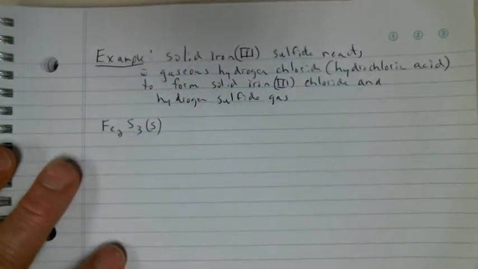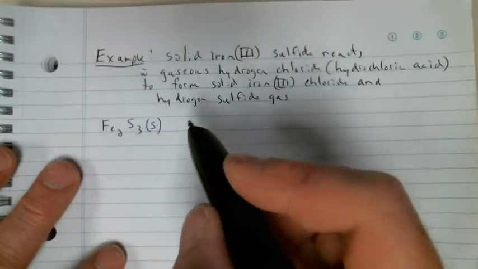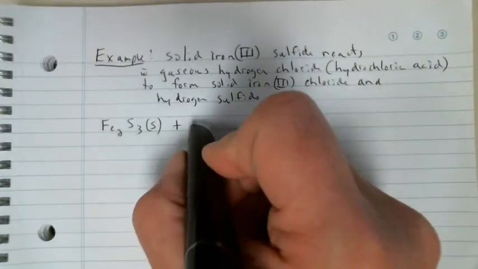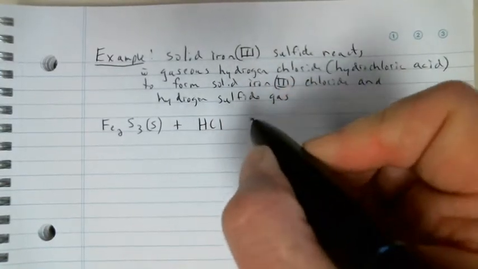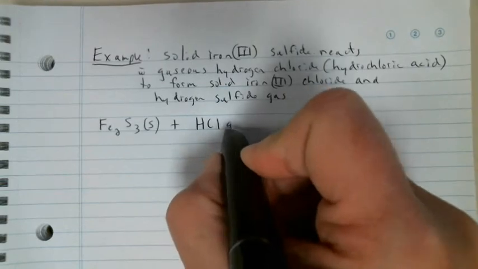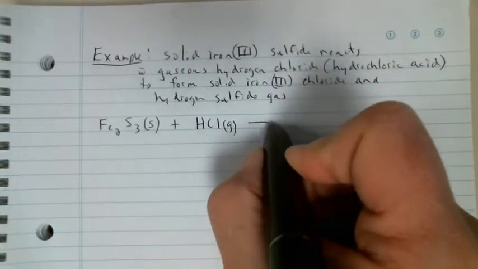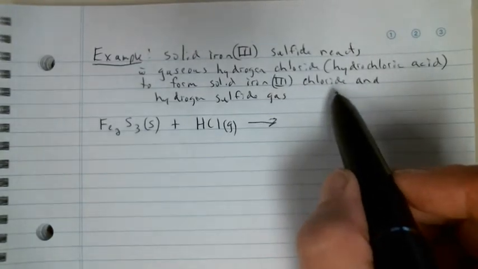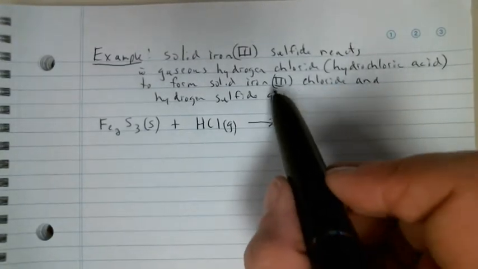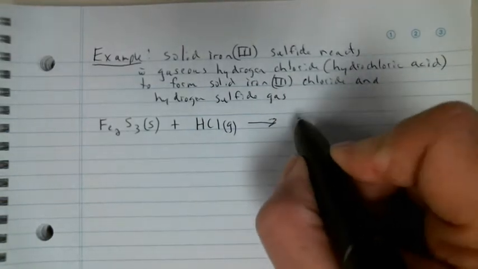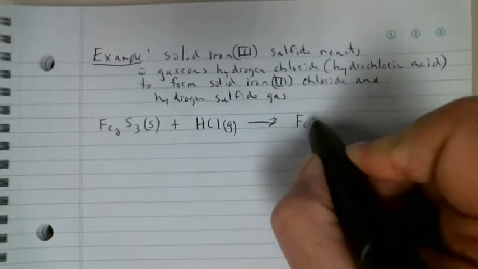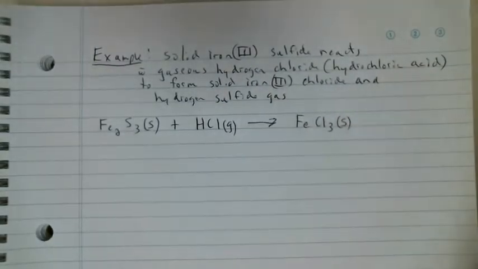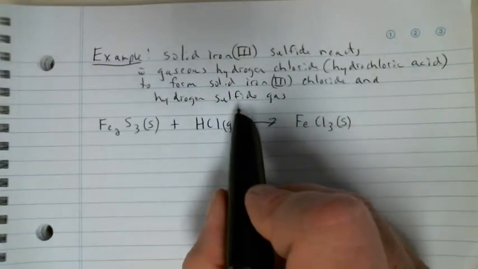Now it's not subscripted, it's just in parentheses, (s), right on the same level. And then hydrochloric acid, luckily we memorized that one, HCl, and then it says it's a gas. And then to form iron 3 chloride, well, chloride's in group 7, so it's always -1. This is +3, so there's got to be 3 chlorides on there, right? So FeCl3, and that's also a solid. And then hydrogen sulfide gas.